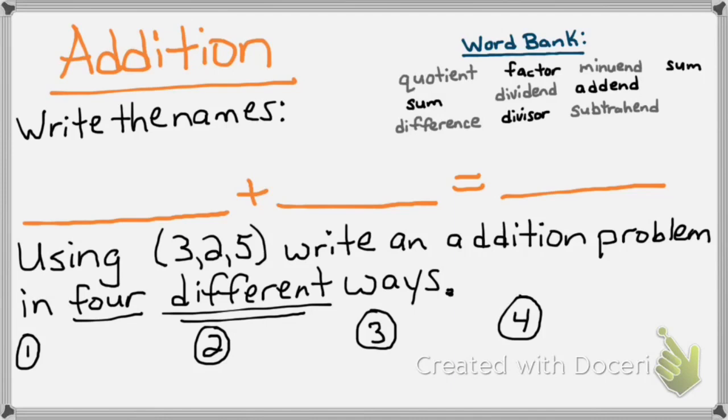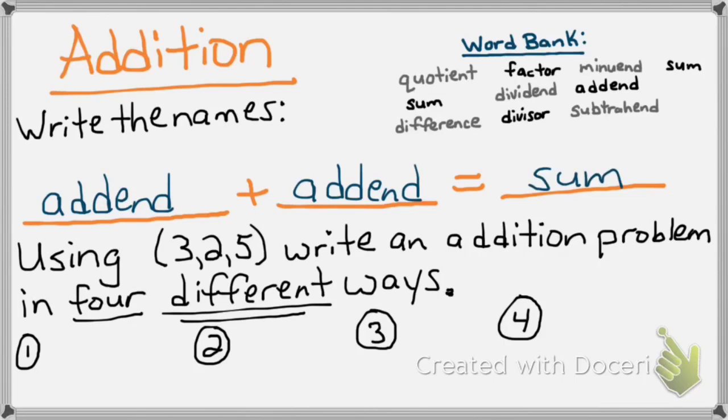I'm going to work on the top where it says write the names. For addition, blank plus blank equals blank. Well, I know addition is addend. I remember that because it has an add in it, and addition has an add in it. Plus addend. What's the name for the answer for an addition problem? Sum. So an addition problem, addend plus addend equals sum. Say it with me. Addend plus addend equals sum.